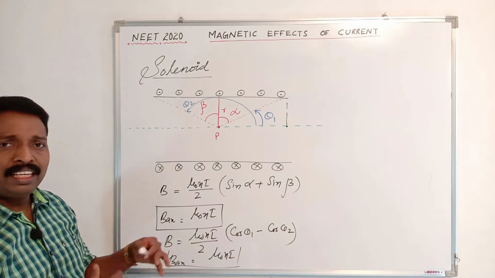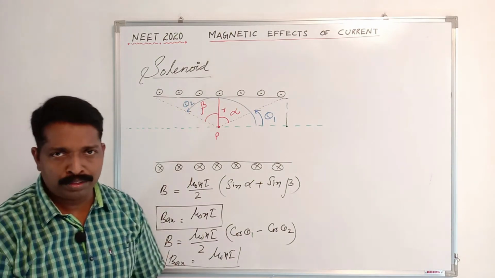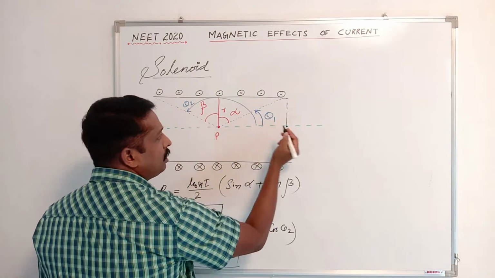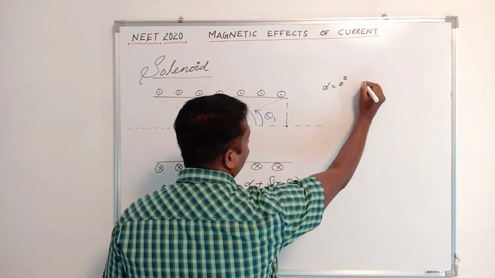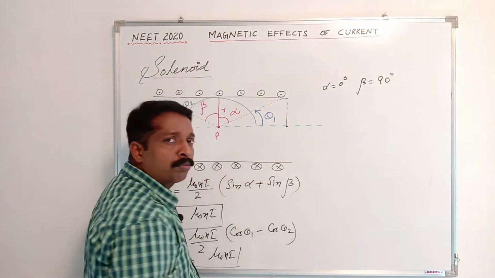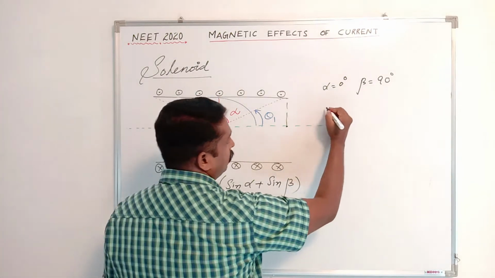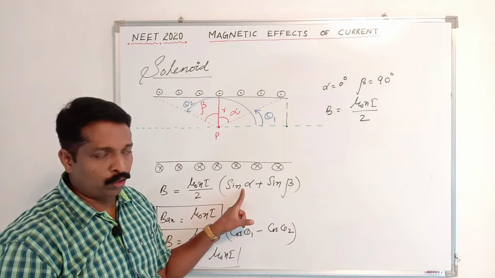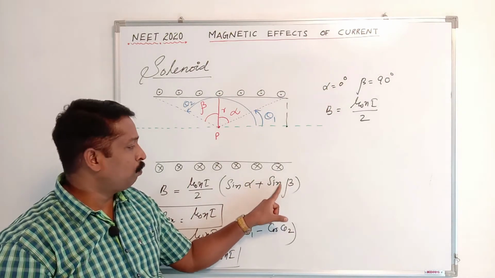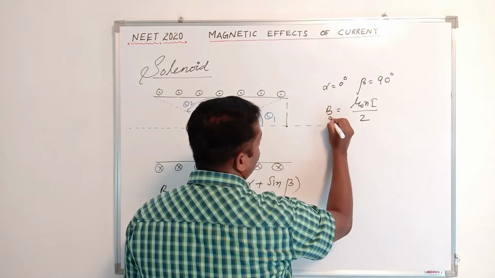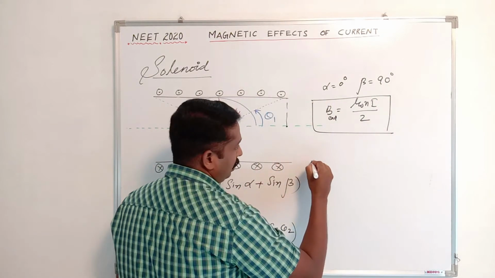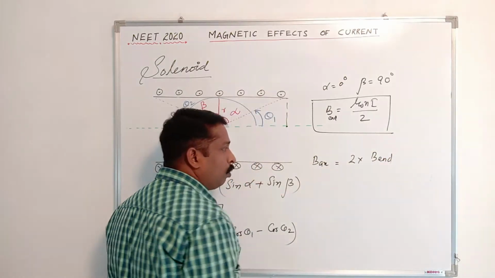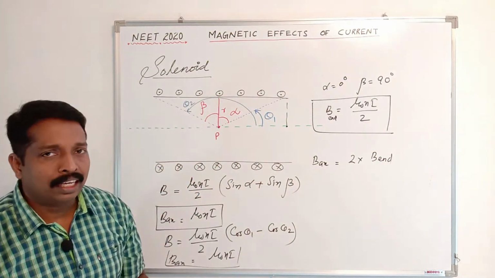Okay. Then the next case from these equations, at one end of the solenoid. See the point P lies here, then alpha becomes 0, then beta is equal to 90 degree. Alpha is equal to 0 degree and beta is equal to 90 degree. This is the condition for magnetic intensity at its one end. Then the equation becomes B is equal to mu 0 Ni by 2 into sine alpha, that is sine 0, sine 0 is 0 plus sine 90 is 1, that means mu 0 Ni by 2. This is B at one end of the solenoid. So we can write B axial is equal to 2 times B end, or B end is equal to half of the axial magnetic field.